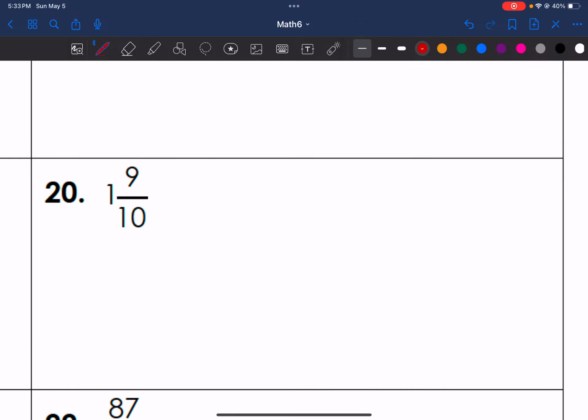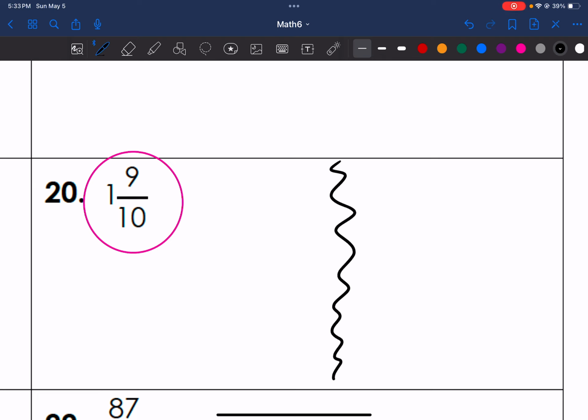Yeah, here we go. So first, we need to change this to an improper fraction. Or you can solve it a different way too. I'm going to show you 2 ways. All right, I'm just going to write this here so that it's set up. So let's change it to an improper fraction, which makes it 19 over 10, right? So you do 1 times 10, which is 10, plus 9, which gives us 19.